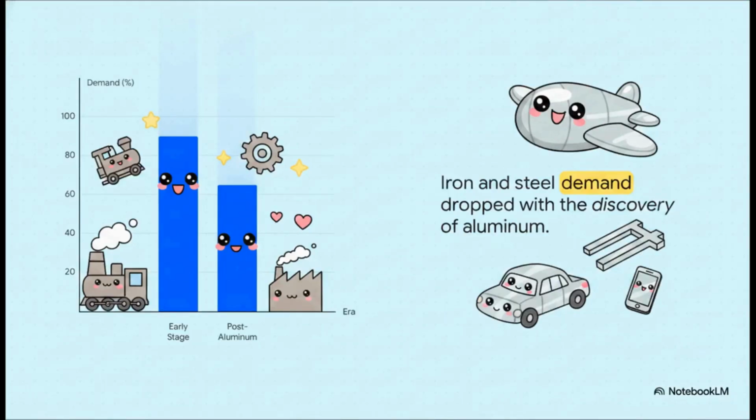Now, here's a really interesting piece of trivia for you. During the early stages of the Industrial Revolution, a staggering 90% of the raw material used for machinery and transport was iron and steel. But then we see a dramatic drop down to just 65%. You might be wondering, why the sudden plunge? Well, it was all because of the discovery and widespread use of aluminum. Aluminum offered a much lighter alternative, which caused the overall reliance on iron and steel to drop pretty significantly, even though, obviously, it still remains a totally foundational industry today.